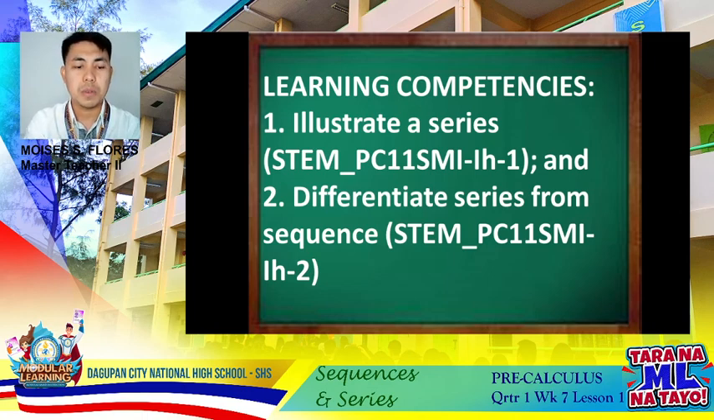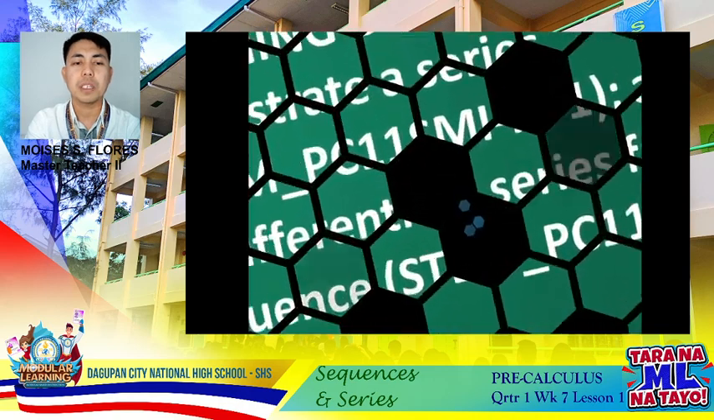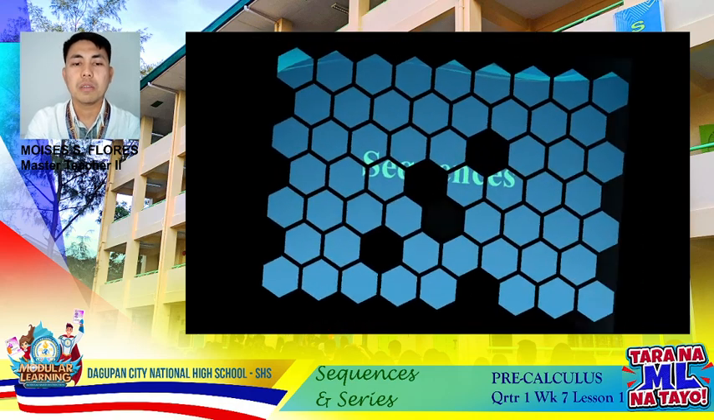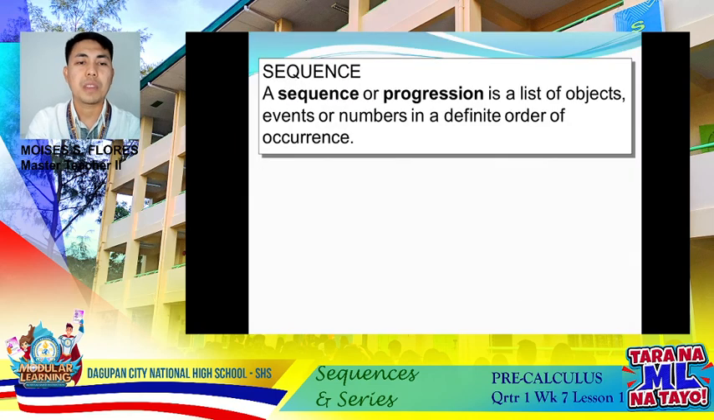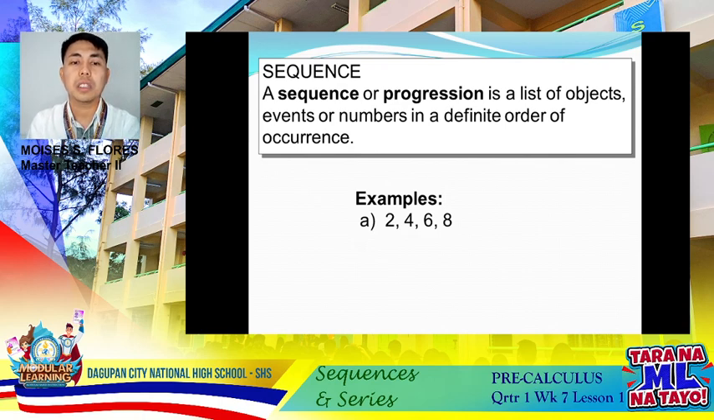As we start, let's have the very first one, which is sequences. How will we define sequence? A sequence is a list of objects, events, or numbers in a definite order of occurrence. In other textbooks, a sequence is also called a progression. For example, 2, 4, 6, 8 is a list of numbers in a definite order.